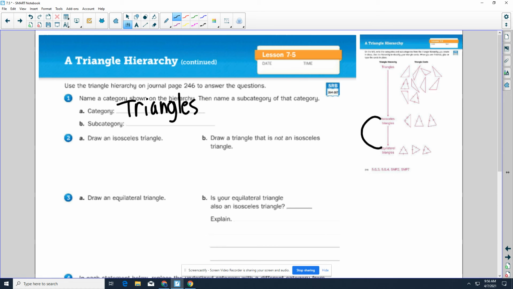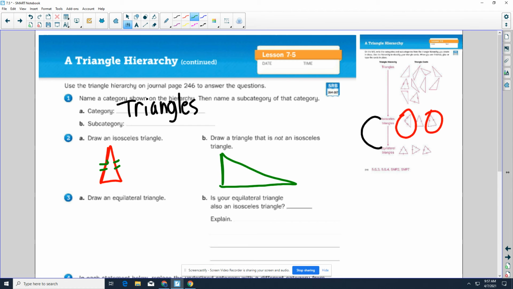Then it asks us to draw an isosceles triangle. When I look at isosceles triangles over here, I can see that means it has two equal sides. So to do that correctly, you would actually want to use a ruler and measure out the sides. In this case, just for visual purposes, I'm going to mark it as if there's two sides here and two sides here equal. Then I would draw one that is not an isosceles triangle. Okay, then I would pick one of the triangles over here that does not fit an isosceles and draw that.